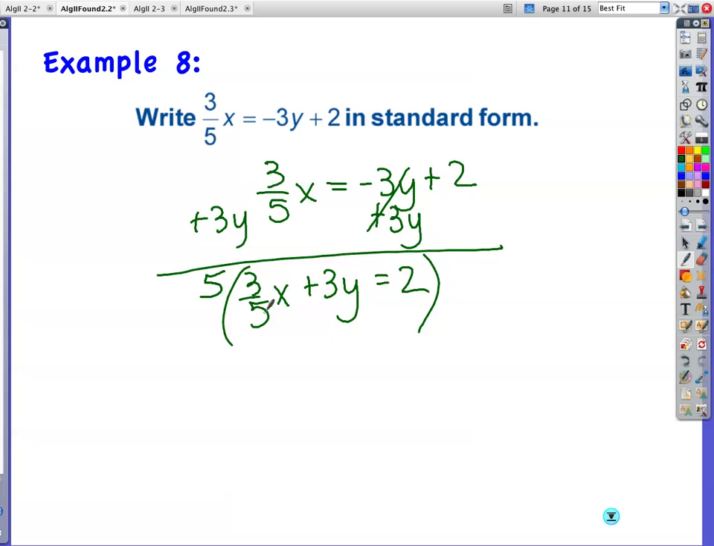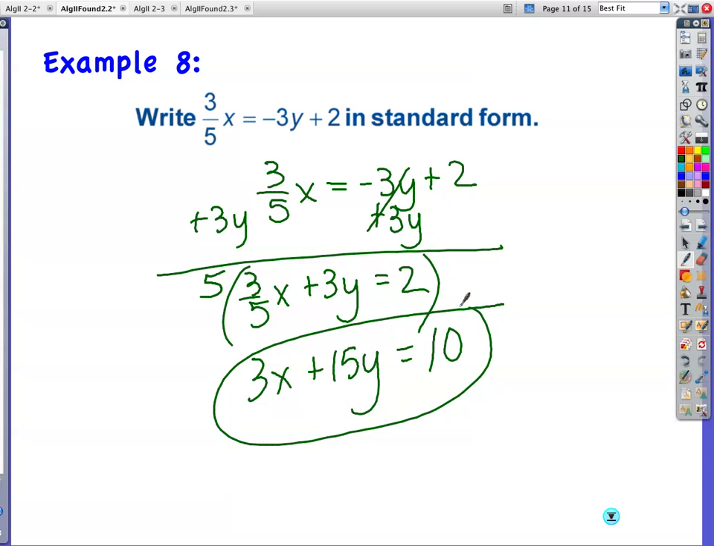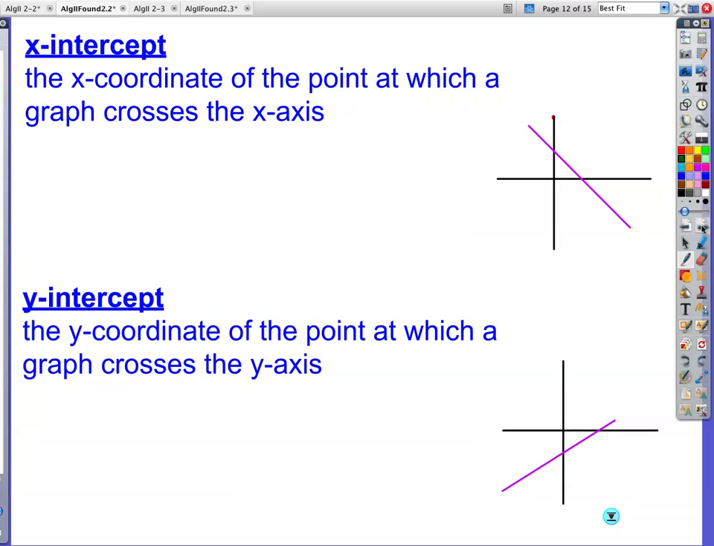So 5 times 3/5 is actually 3x. 5 times 3 is 15, 15 divided by 5 is 3. 5 times 3y is 15y. 5 times 2 is 10. There it is, standard form. A value is 3, B value is 15, C value is 10.